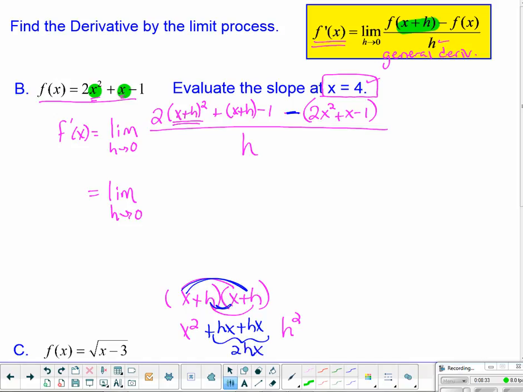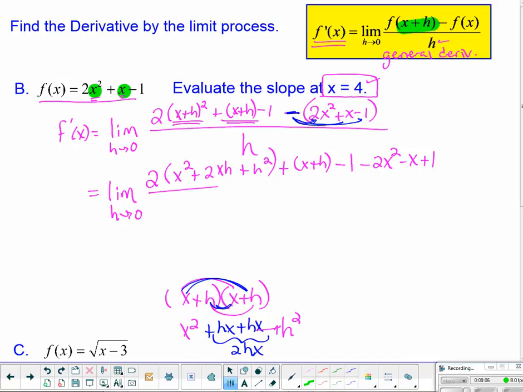So I'm going to have 2 times x squared plus 2xh plus h squared, plus sign down there. Then I'm on to this, plus x plus h, parentheses not really needed there, minus 1. Let's take this negative, send it through to the 3 terms of f of x. And that will look like negative 2x squared minus x plus 1 divided by h.